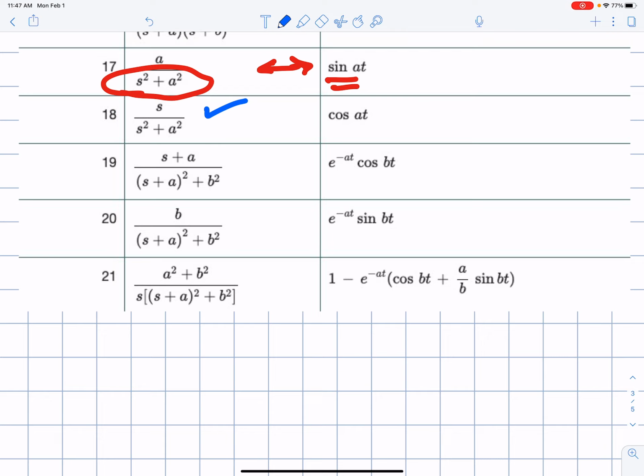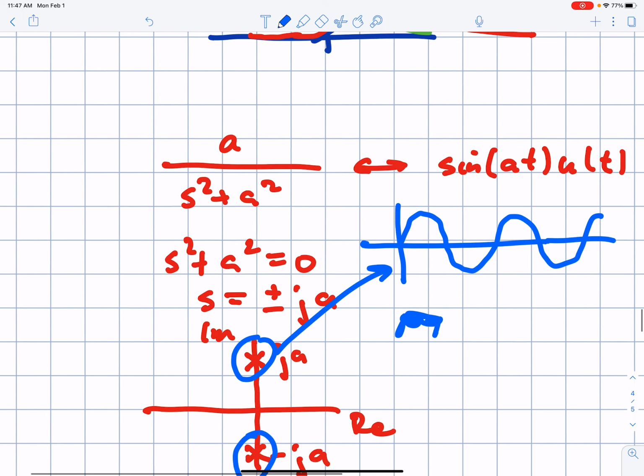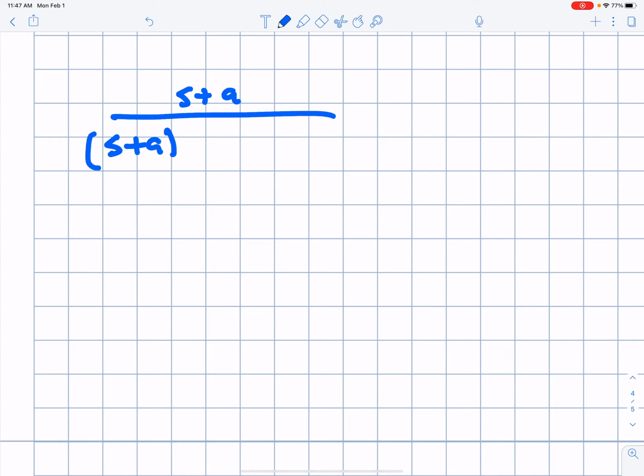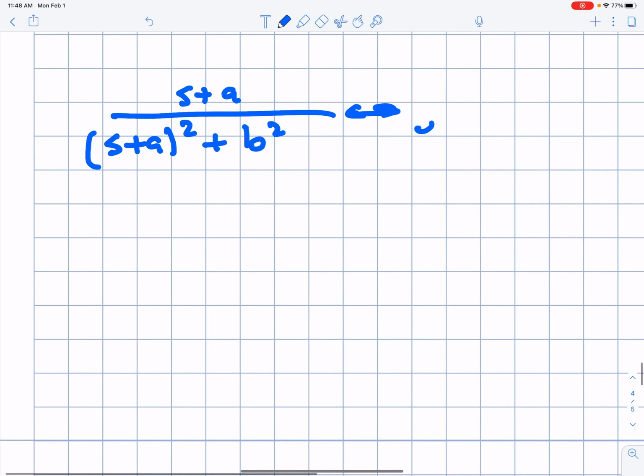In this particular pair, we have e to the minus at times cosine bt, and that Laplace transform is s plus a over s plus a squared plus b squared. Let's write that down. S plus a over s plus a squared plus b squared, and the transform of e to the minus at cosine bt. Again, there's a unit step out in front, but I don't need to write it. We're talking about time greater than 0.